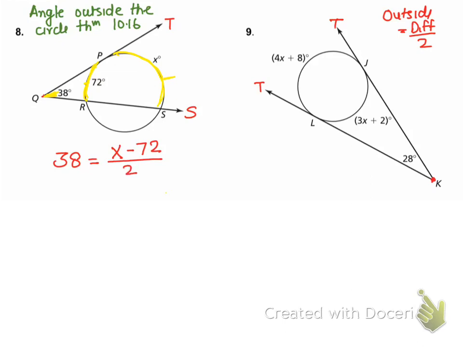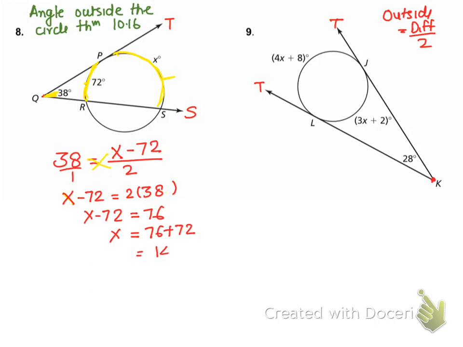And then in order to solve for x, just up to you, cross multiply. I like cross multiplying. So you just cross multiply like this. X minus 72 is 2 times 38. X minus 72 is 76. Add 72 on both sides. 76 plus 72, that's going to be 148. That's your answer. All right, let's move to question number 9.